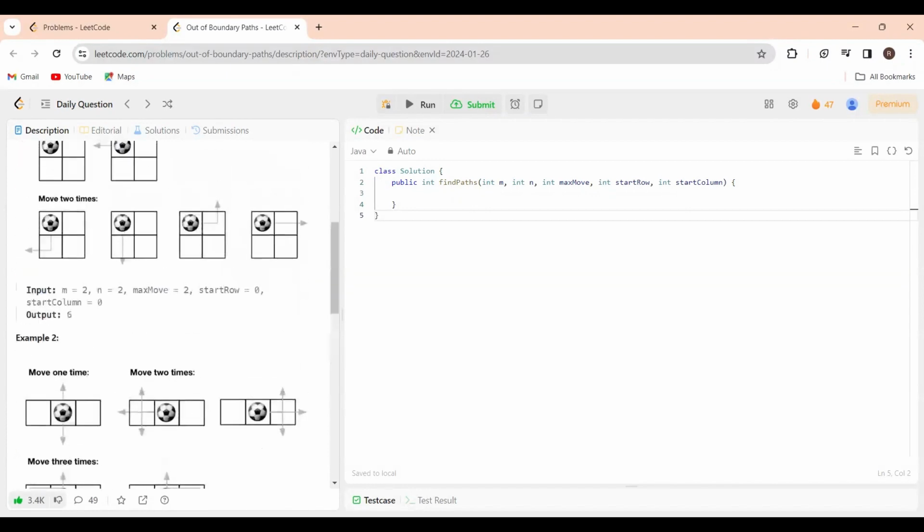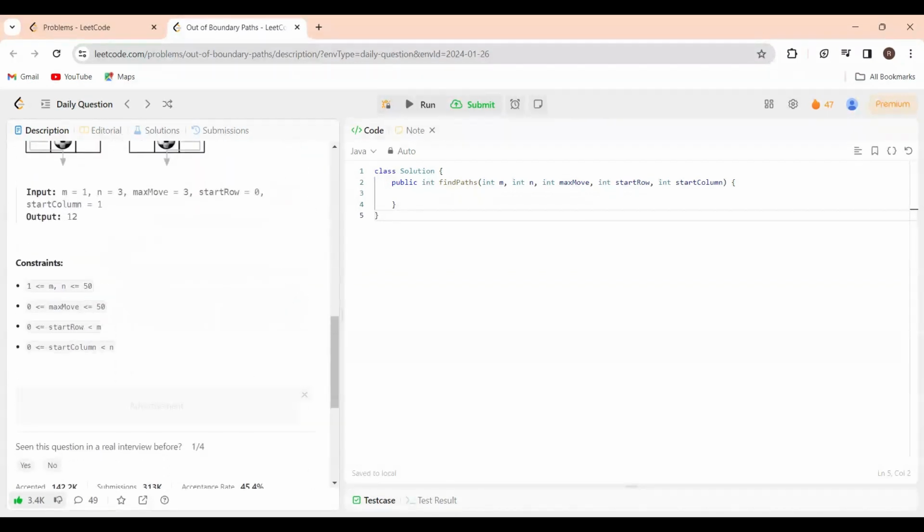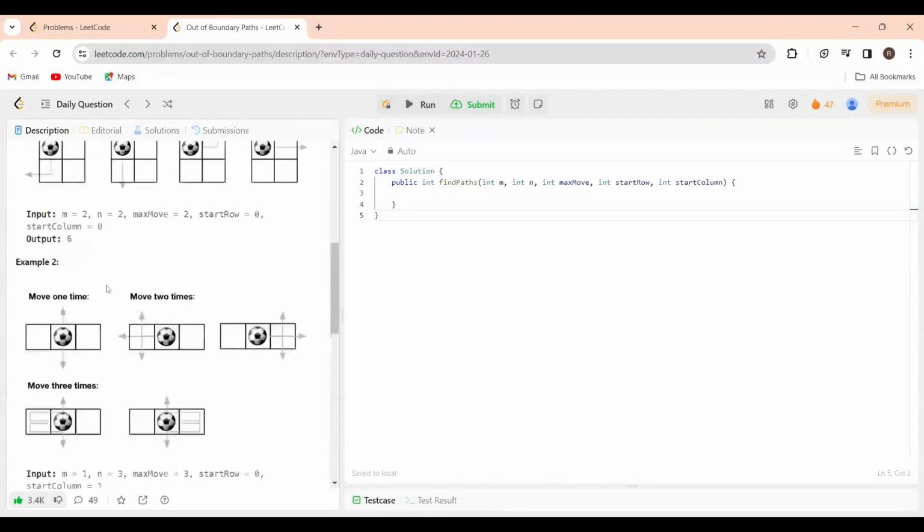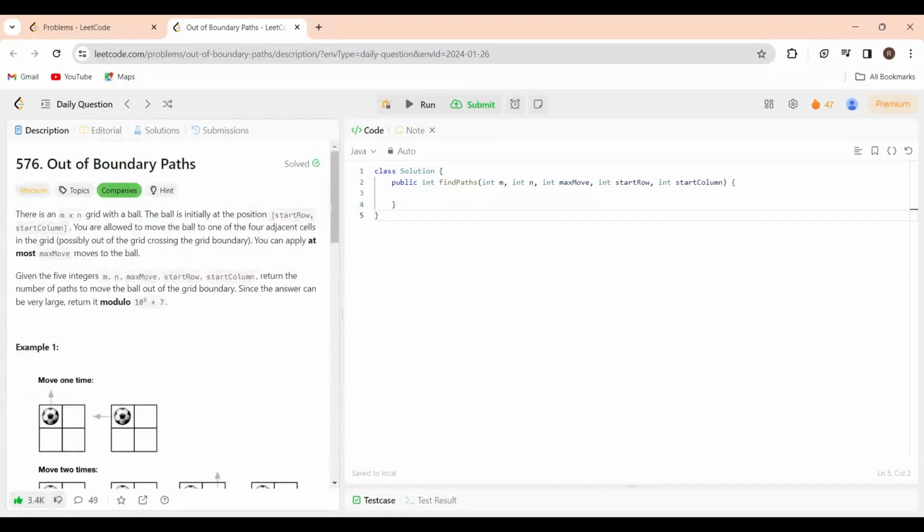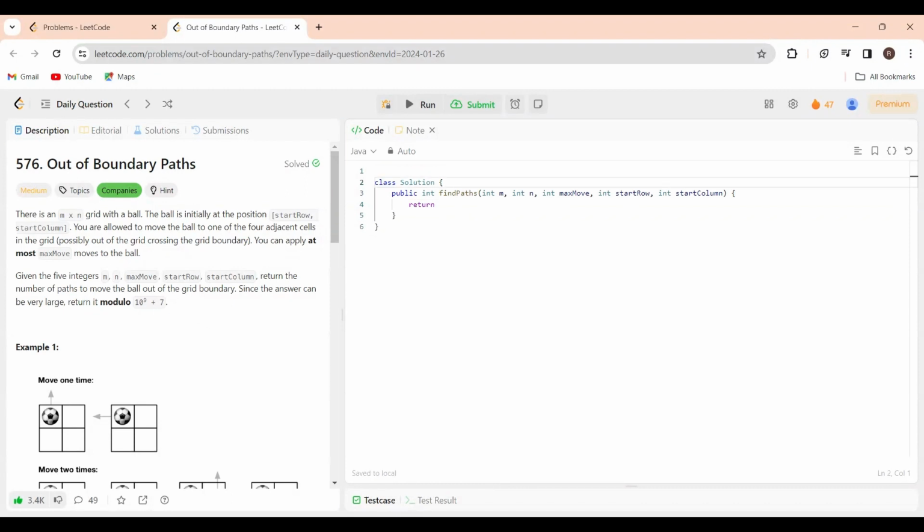So let us quickly solve this with a recursive solution. As we can see, m and n are 50 and 50. So let us quickly apply recursion here. The question says that the answer may be very large, so we have to return the modulo, right? So we'll take the modulo here. We'll declare modulo as a global variable here: 1 2 3 4 5 6 7 8 9, nine digits, and we need to call a recursive function here.